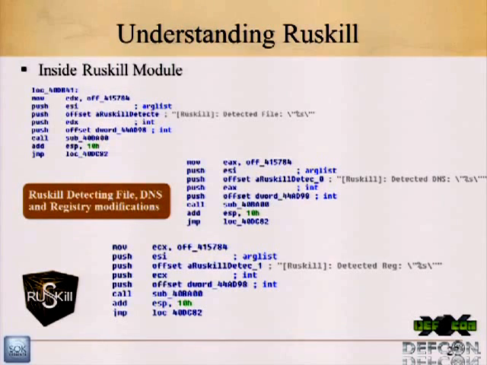So let's see. When we did some disassembly of the Rustock module, it will give you an idea that the Rustock is going to detect a particular file if it has been modified, going to detect if some DNS settings have been modified in the system, and detect some sort of registry manipulation in the system. So this is a very interesting thing, and it's a really stealthy technique.